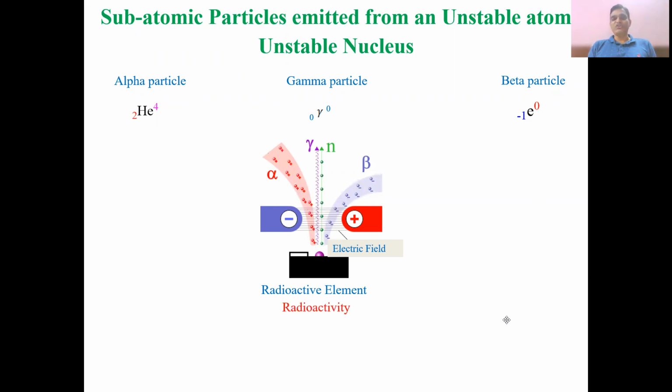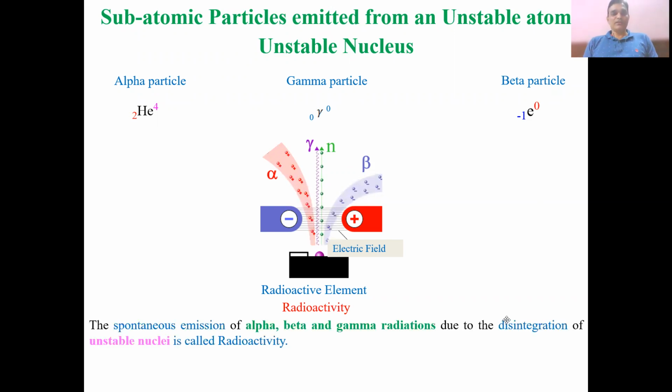Now we will see the definition of radioactivity. The spontaneous emission of these alpha, beta, and gamma radiations due to the disintegration of unstable nuclei is called radioactivity. The radioactivity may be natural radioactivity or artificial, or induced, radioactivity. If naturally occurring species continuously emit alpha, beta, or gamma radiations due to the disintegration of unstable nuclei, that is natural radioactivity.